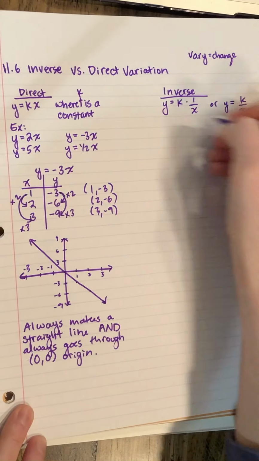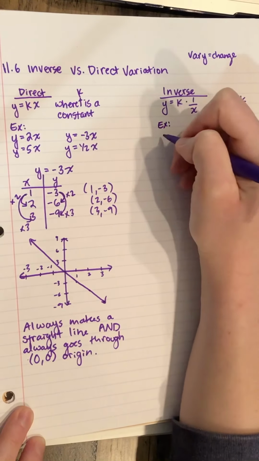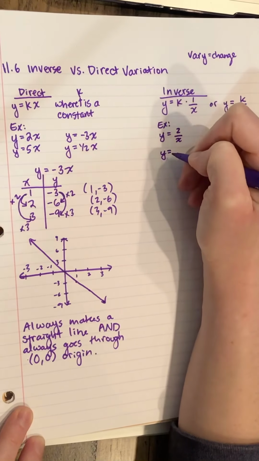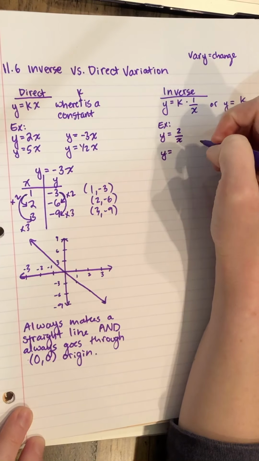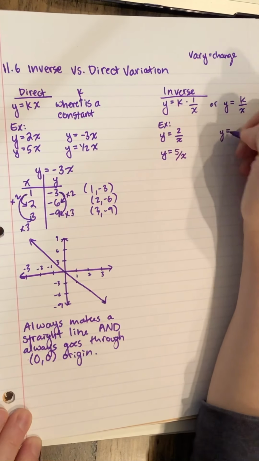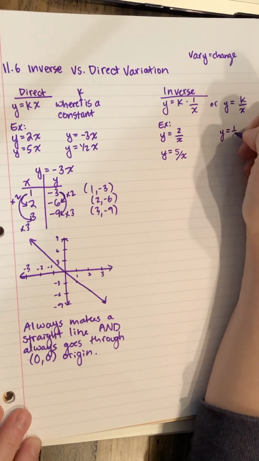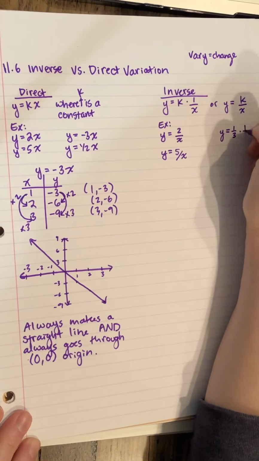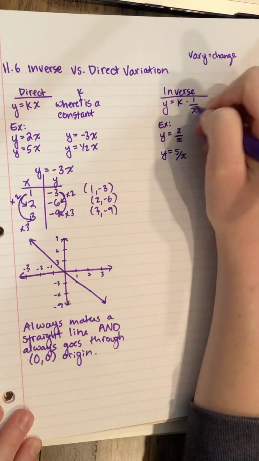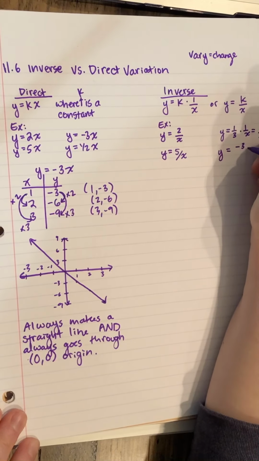So again, we'll do some examples. Y equals 2 over x. Y equals 5 over x. Y equals 1/3 times 1 over x, which would be 1 over 3x. That's just using this form over here. Y equals negative 3 over x.